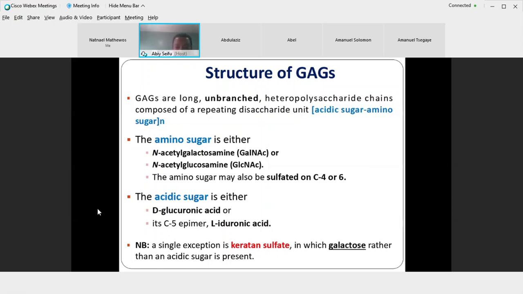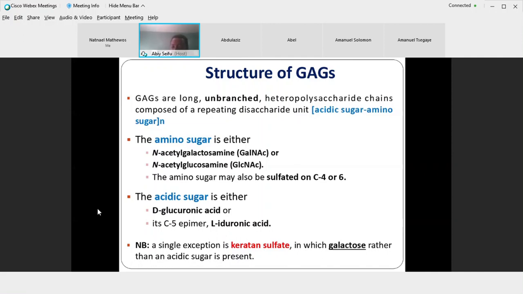The amine group again may be sulfated at carbon number 4 and 6. And the acidic sugar is D-glucuronic acid, or its 5-epimer L-iduronic acid. Here, what's expected from you when you read GAGs is where they are found, what is their main role in that occurrence, and what makes one odd or unique from the other groups of GAGs. For example, keratan sulfate.